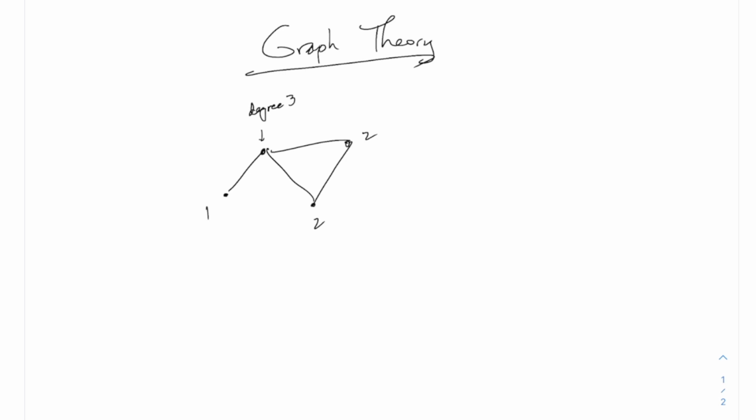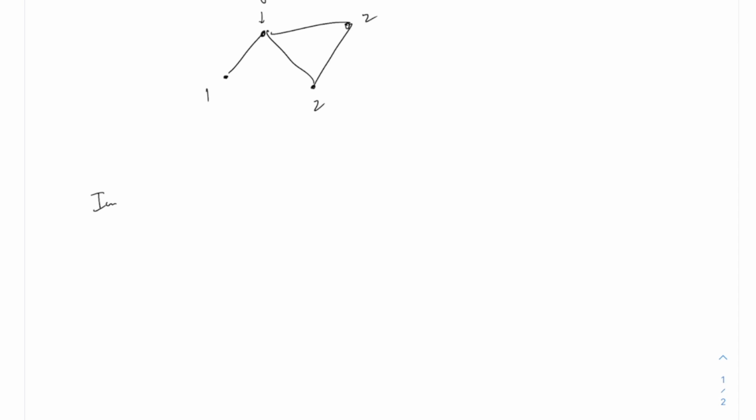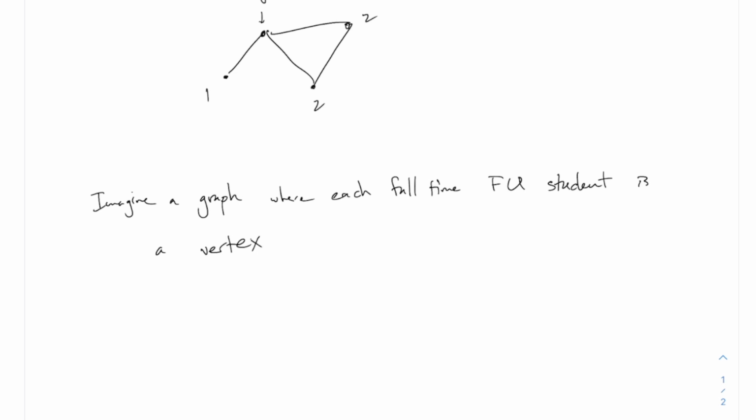That's a picture of a specific graph. I might, from time to time, encourage you to think about a graph, because graphs which are useful in the real world tend to be too big to draw in a simple picture like this. But we could imagine a graph, this is just to get us thinking here, where each full-time Fairfield University student is a vertex. So this has many, many vertices.